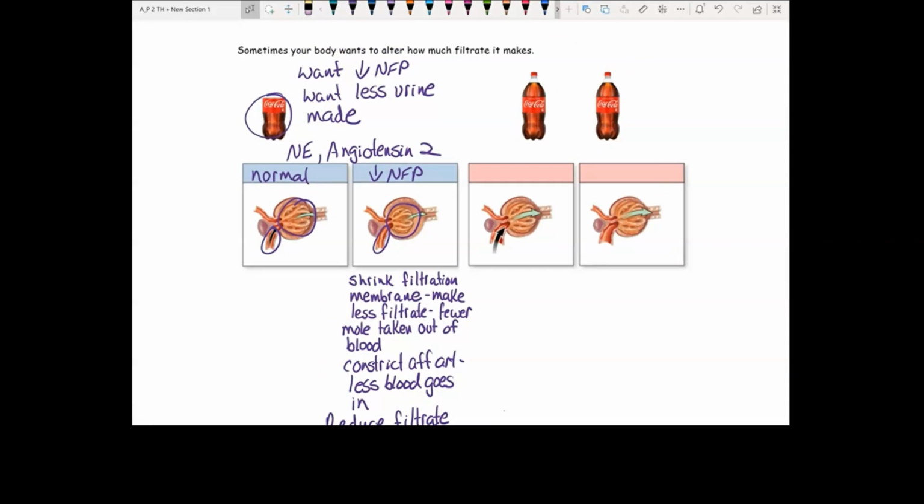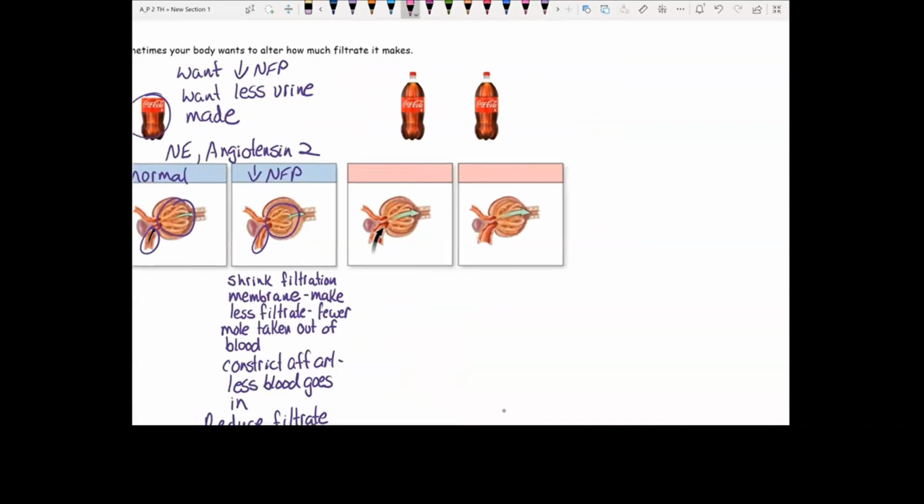Okay. Now, on the other side, we have where you're going to make more urine. So now we have 2 Coke bottles here to represent more urine. Okay, take a minute and go back to chapter 20 and look at your hormones. We had angiotensin, aldosterone, ADH, and ANP. Which hormone makes you make more urine? Which hormone goes here with these 2 pictures? Okay, good. Hopefully you figured out that it was ANP, atrial natriuretic peptide.